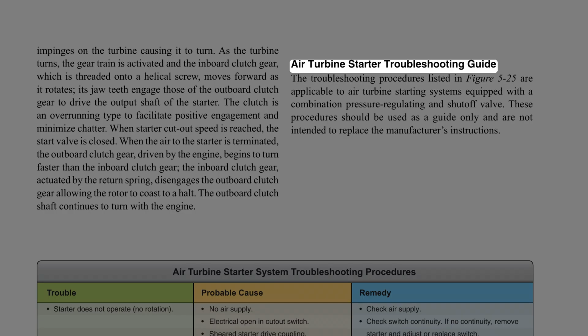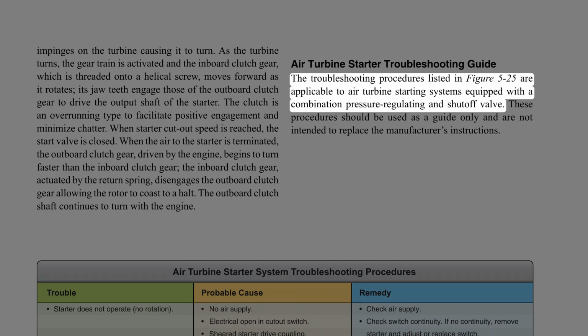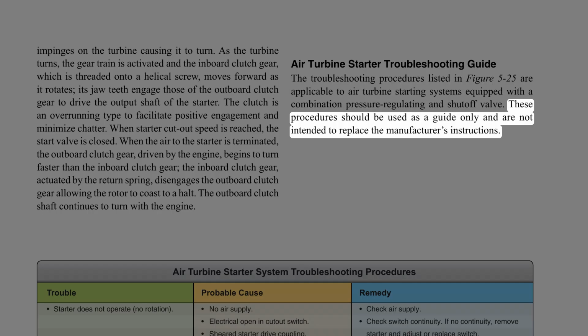Air Turbine Starter Troubleshooting Guide. The troubleshooting procedures listed in Figure 5-25 are applicable to air turbine starting systems equipped with a combination pressure regulating and shutoff valve. These procedures should be used as a guide only and are not intended to replace the manufacturer's instructions.